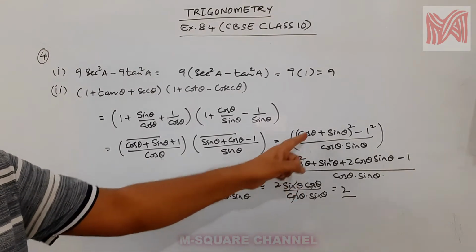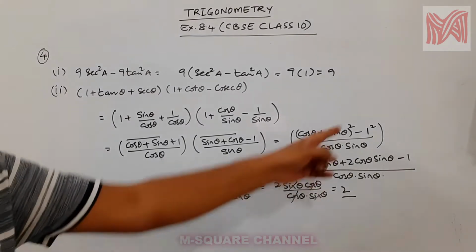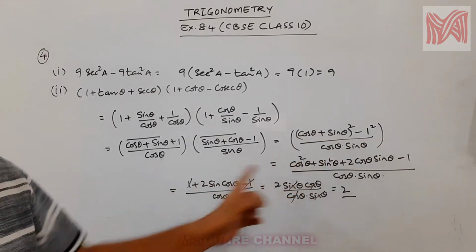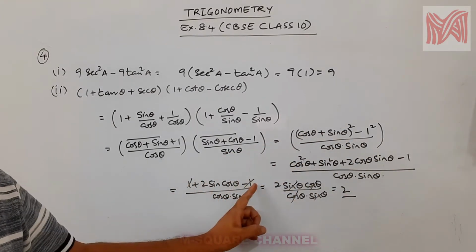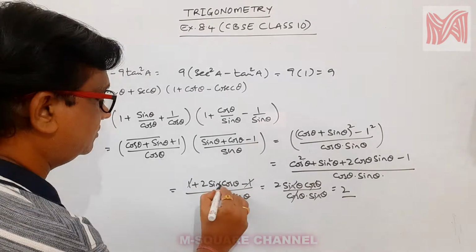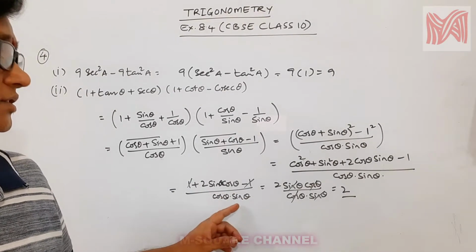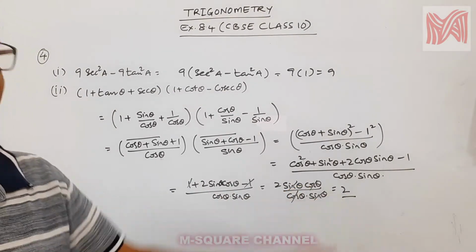So next one, this is (a plus b) whole square, which means a square plus b square plus 2ab, minus 1. 1 square means 1. So this is 1, 1 minus this 1 and this one is cancelled. So 2 sin theta cos theta by cos theta sin theta. So these two are cancelled, so we get 2 as the answer.